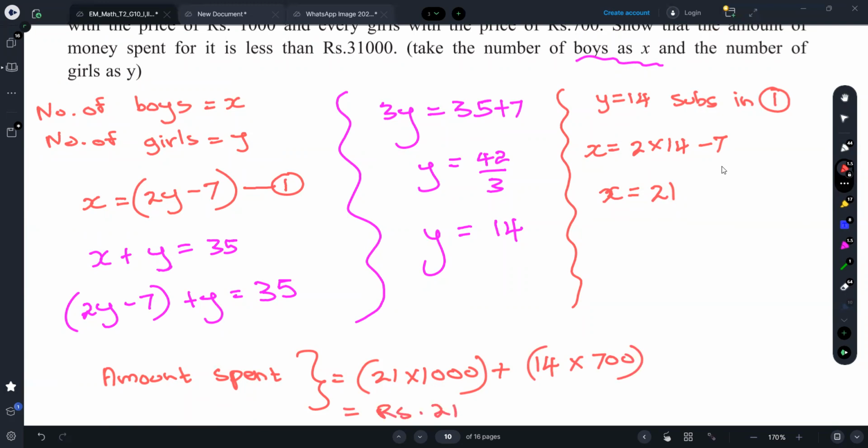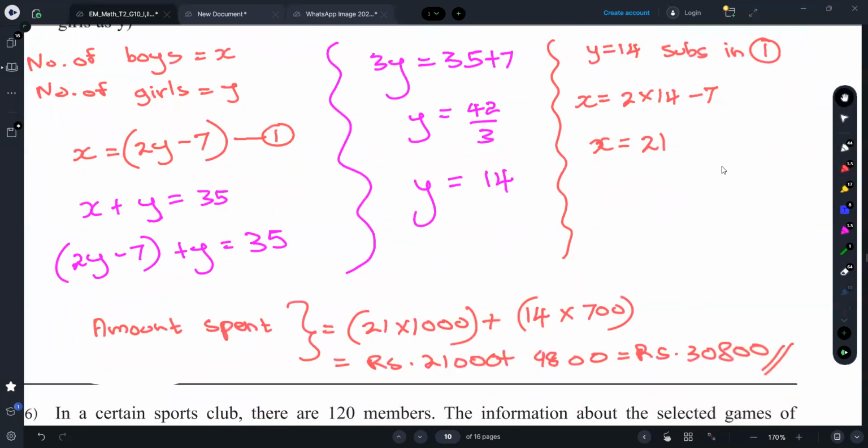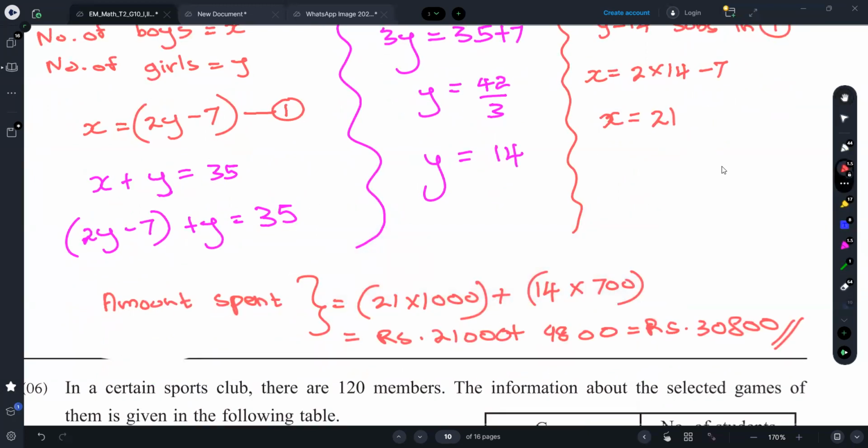Rupees. Here 21,000 plus 9,800 equals rupees 30,800. So we should show that it is less than 31,000. Then we can write like this.